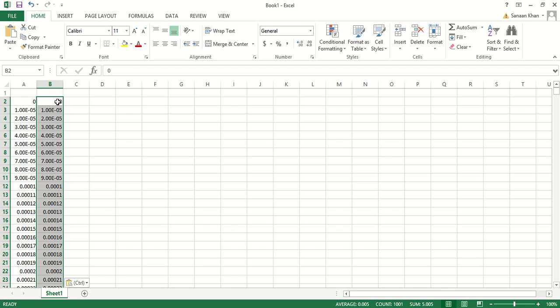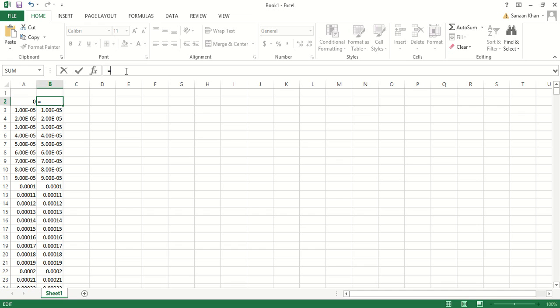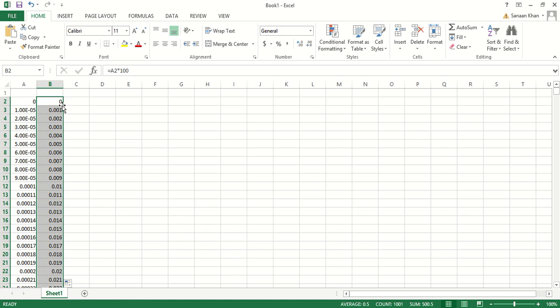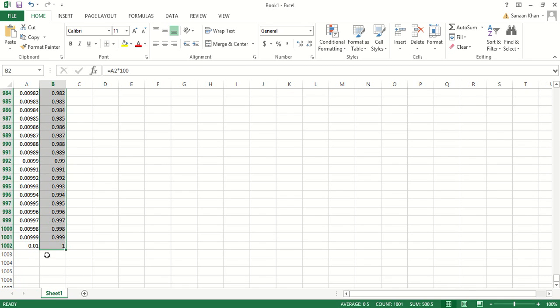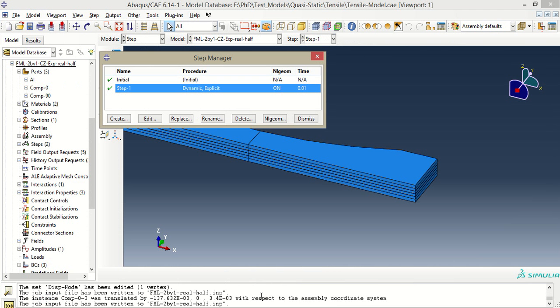So what you do, just multiply this column by 100, so you will get 1 at the end. Okay, yes, you get 1 at the end. Copy this, because this will be your maximum amplitude applied at 0.01. What will be your maximum amplitude?